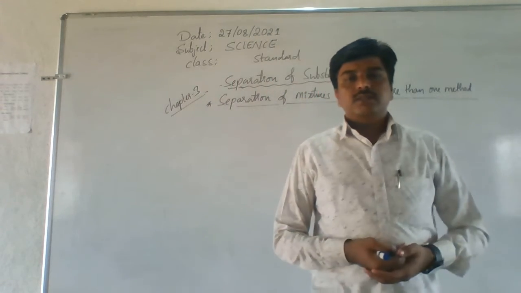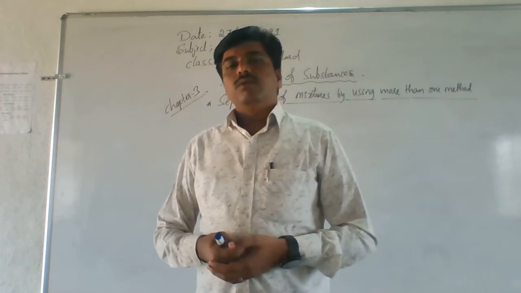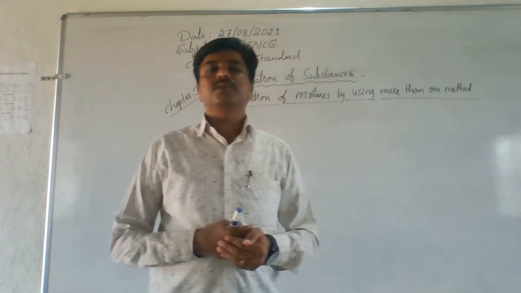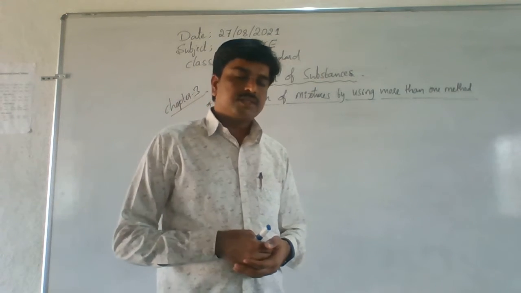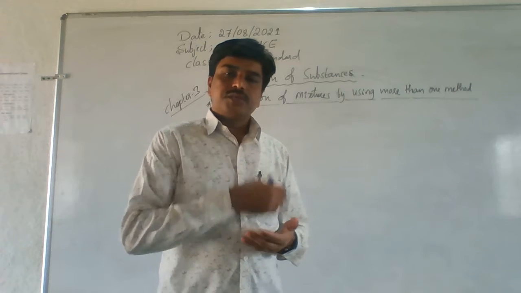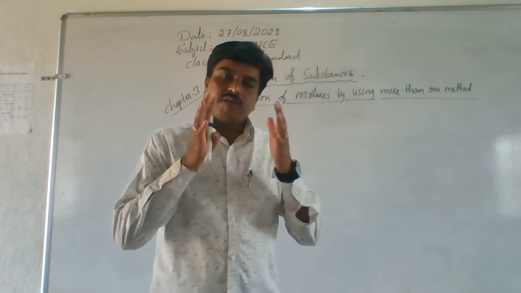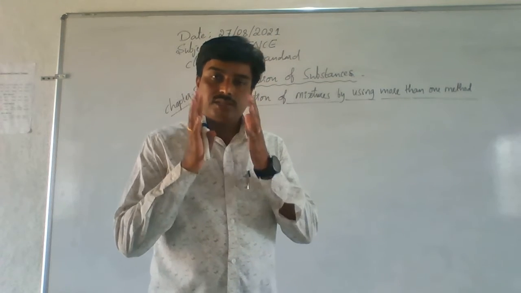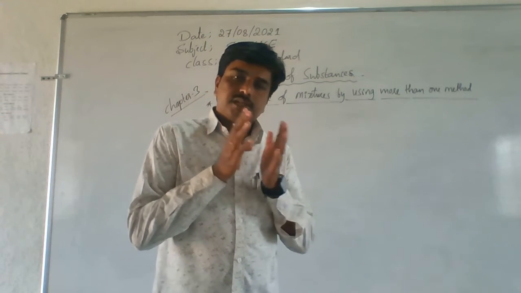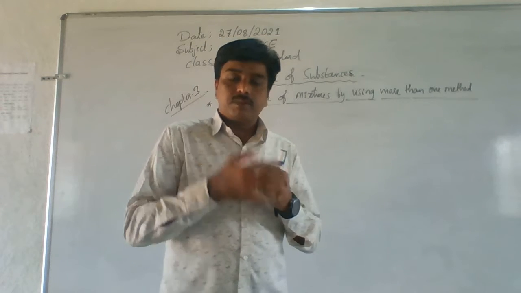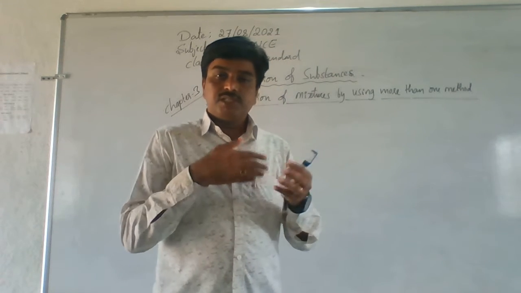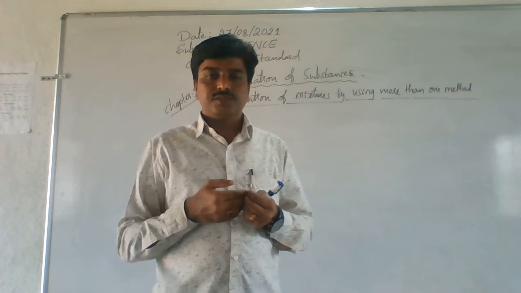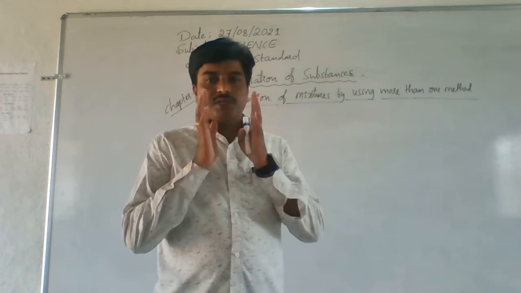So, already in the last classes, we were learning about the different separation methods of substances. What you have learned in that class: separation of immiscible liquids by using a separating funnel, and separating miscible liquids by using the distillation method. Miscible means the two liquids can mix with each other. Immiscible means they do not mix with each other. To separate miscible liquids, we use the distillation method.